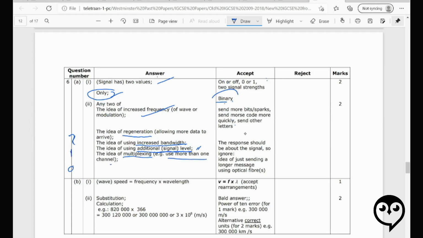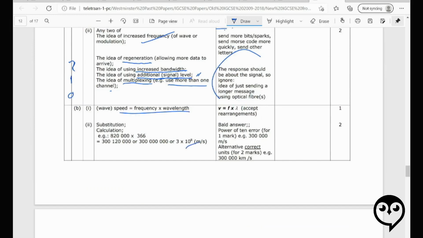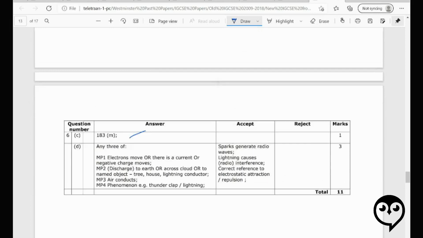Okay, so there are some other things you could say here. Yeah, so there's our wave equation. There's our calculation. And there we got our calculation there as well.